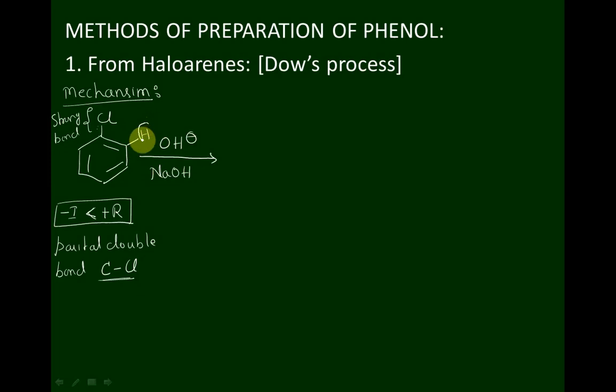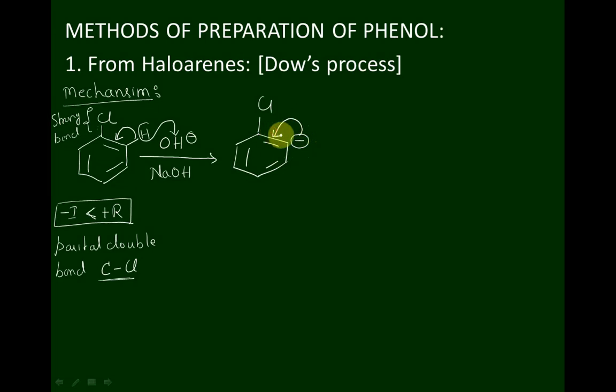This hydrogen will be attracted by the hydroxyl group, and these electrons will come here to form an intermediate. Double bond, chlorine and negative charge. Benzene is an electron-rich species, and along with that, there is a negative charge carried by the carbon atom. Therefore, the benzene ring becomes unstable.